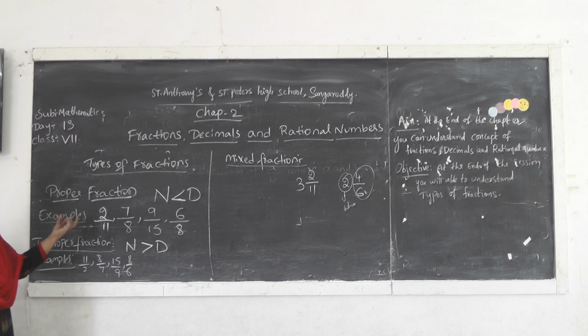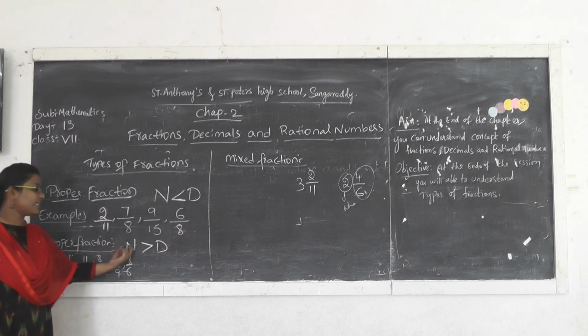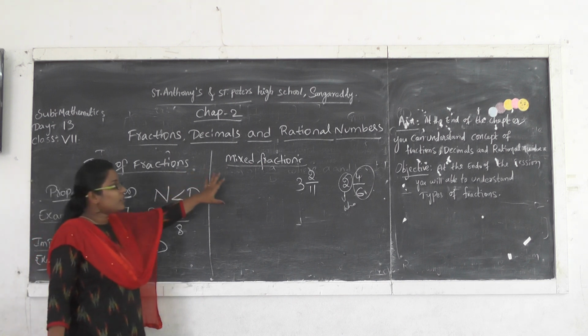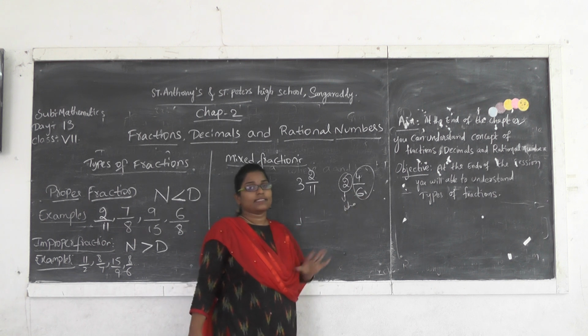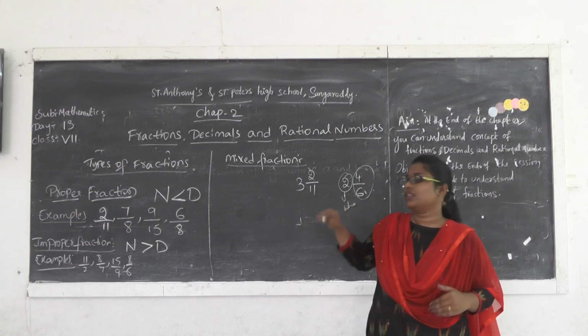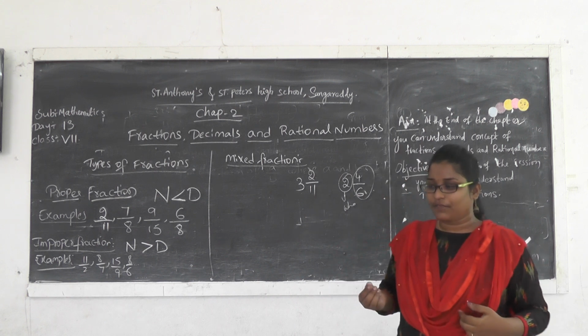What is meant by proper fraction? The numerator is smaller than the denominator. Improper fraction: the numerator is greater than the denominator. Coming to the mixed fraction, the combination of a whole part and a fraction part comes under mixed fraction.